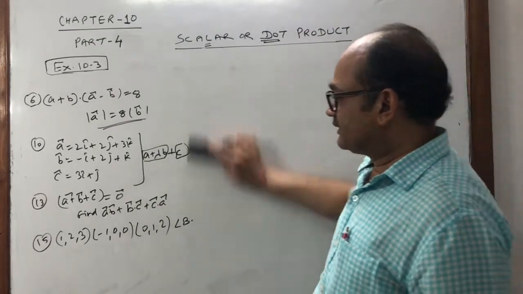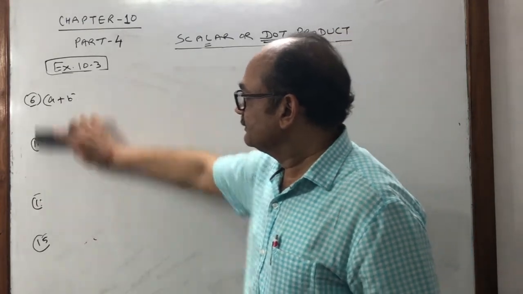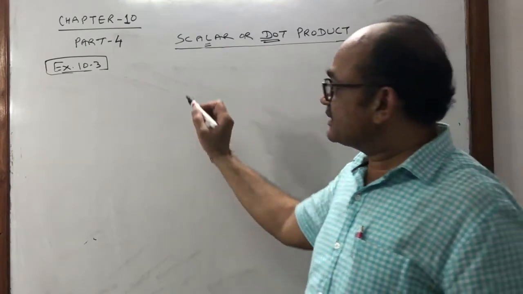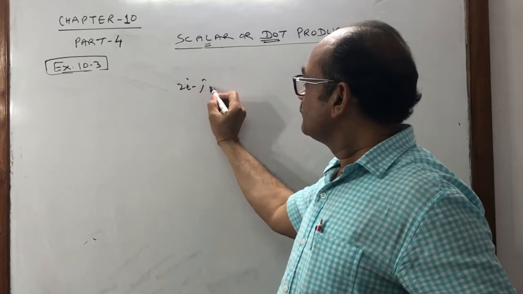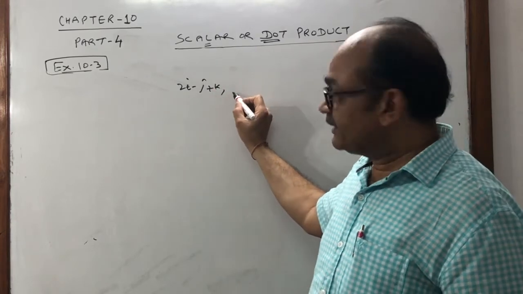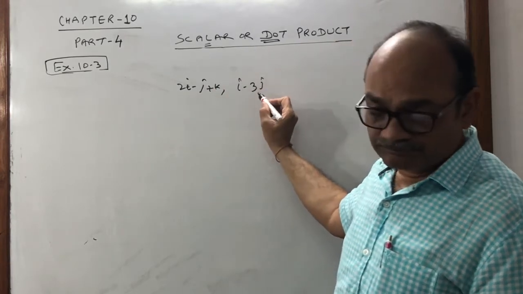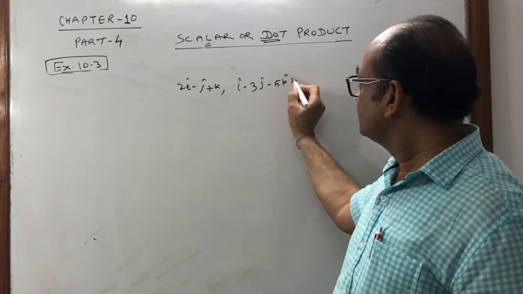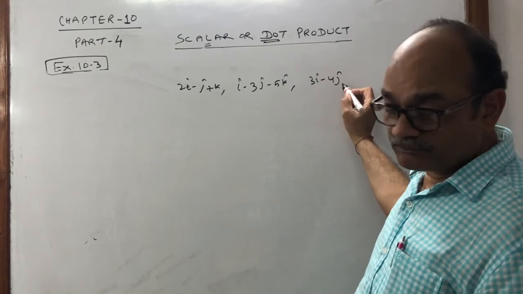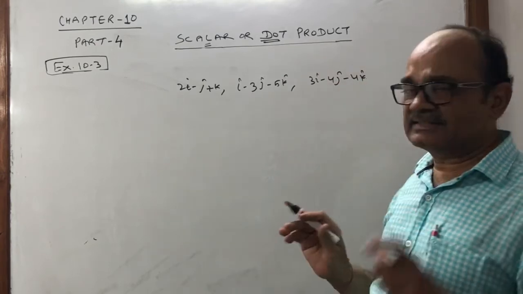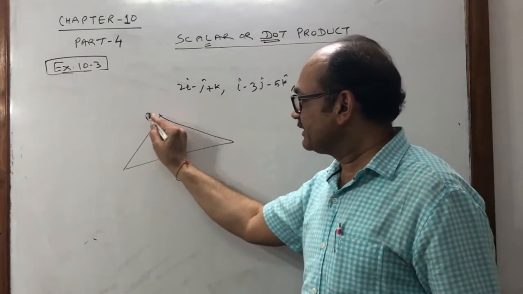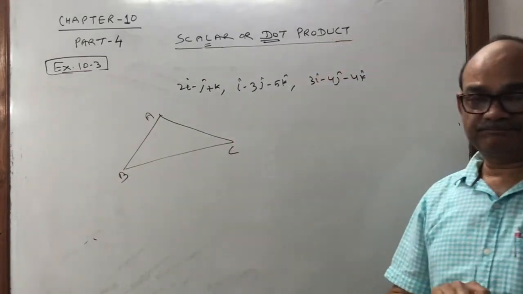Prove that the triangle is a right triangle. Sum number 17. 2i minus j plus k, i minus 3j minus 5k, and 3i minus 4j minus 4k. These are the vertices of a triangle. Say A, B and C.